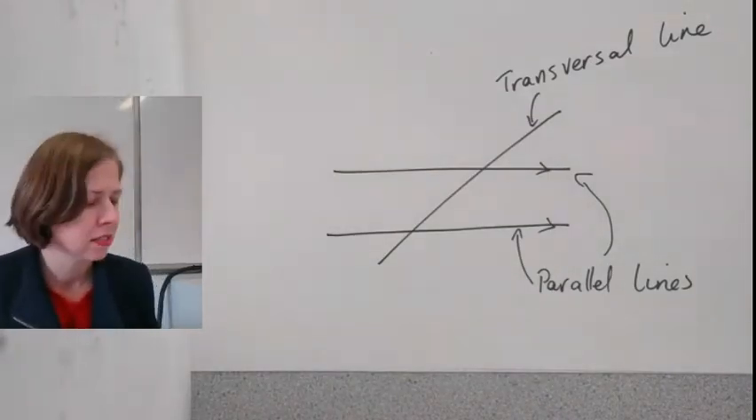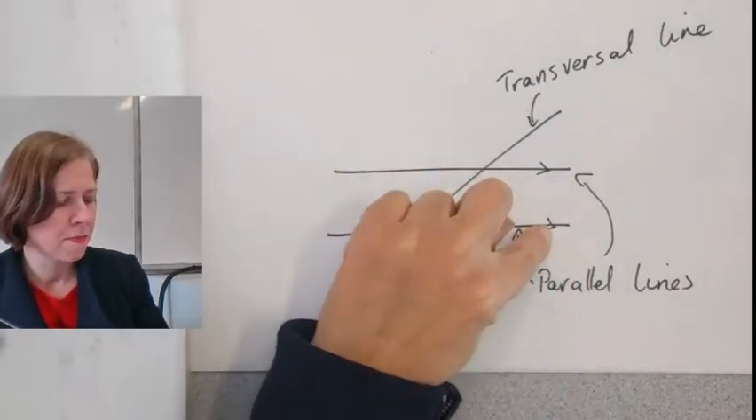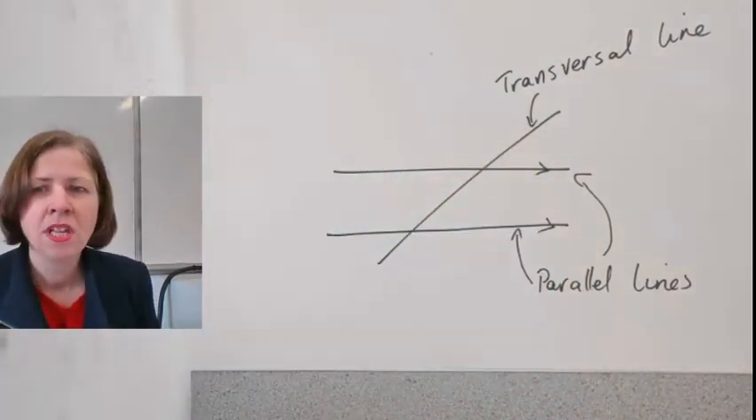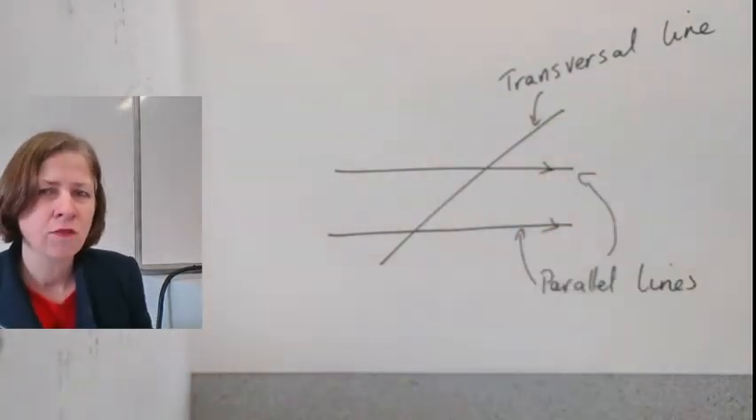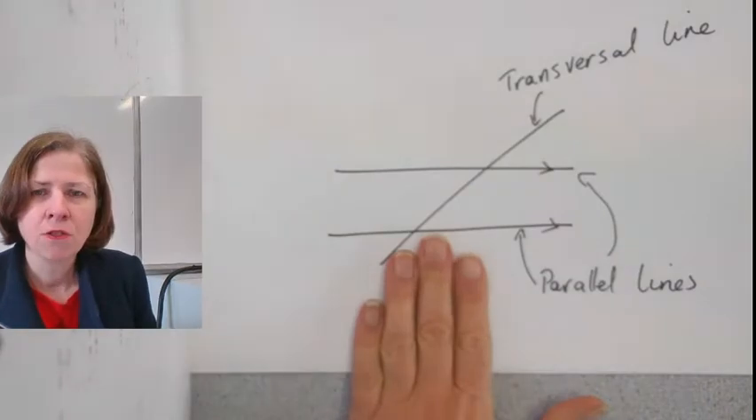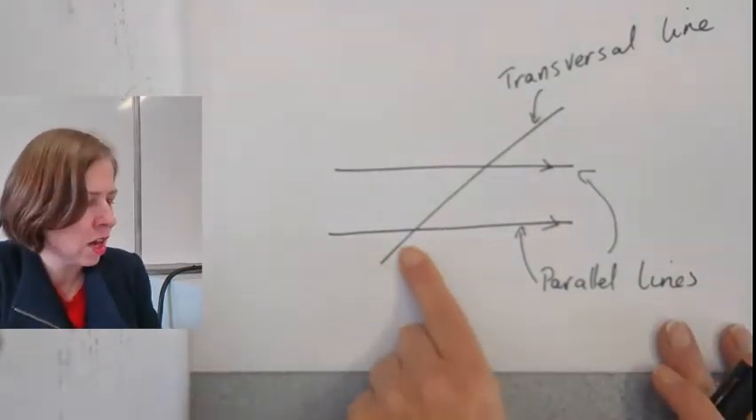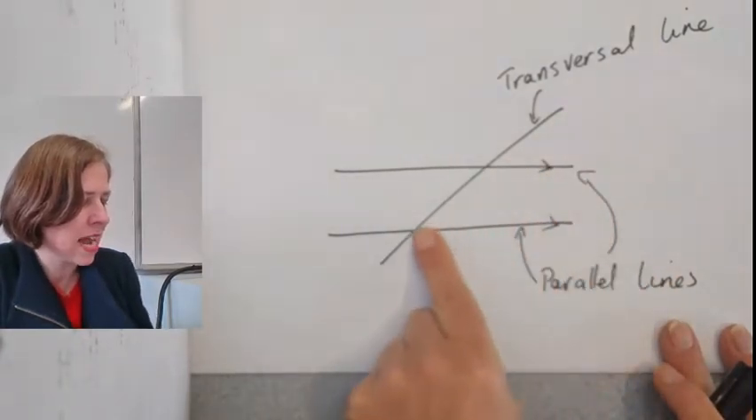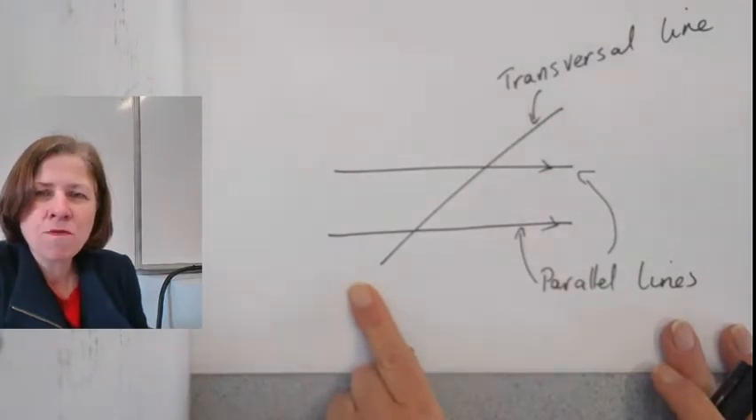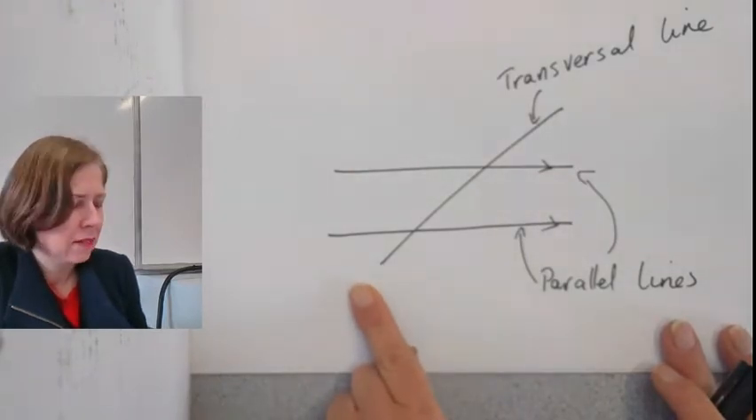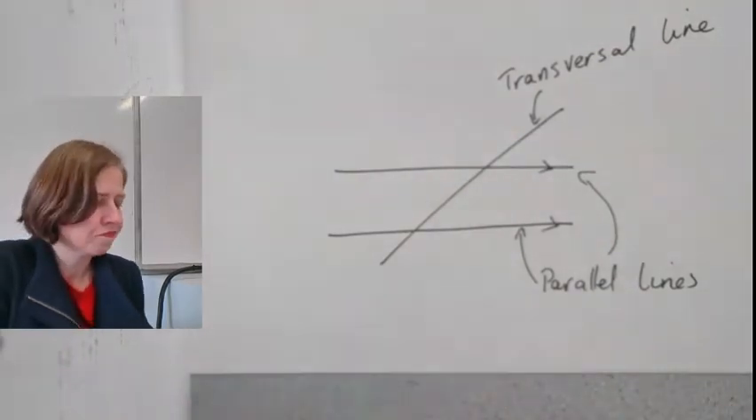So let's revise it. What I've drawn here is a pair of parallel lines, and I know they're parallel because they're marked with this symbol that shows that they're parallel. And what I have here is called the transversal line. This is the transversal line. It's a line that is straight and crosses both of my parallel lines. And there's all sorts of things that we know about angles within this pair of parallel lines.